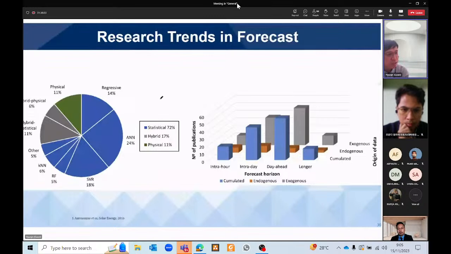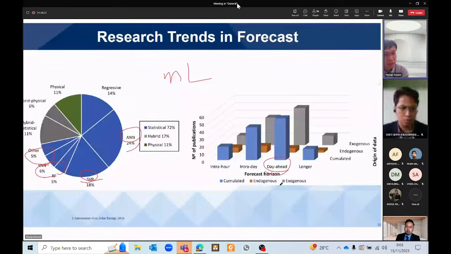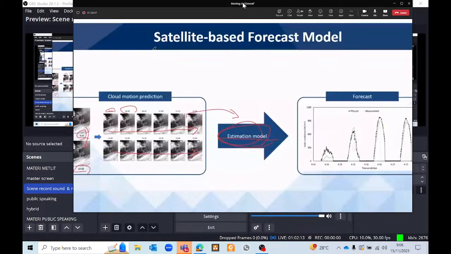Machine learning is a big trend, therefore ANN, SVR, RF, KNN, all these use machine learning techniques for forecasting. Furthermore, if we see the trend, day ahead is important. Why? As I said, to control the grid, at least one day ahead of forecasting is needed. So machine learning is the new trend. Machine learning can be combined with a numerical prediction or satellite-based forecast model, whatever.